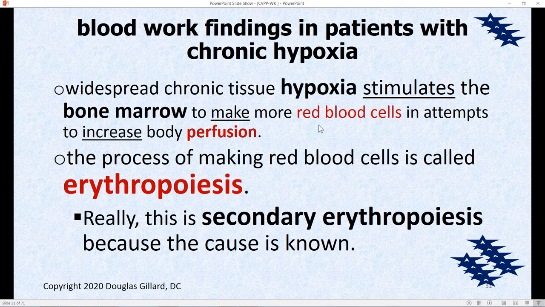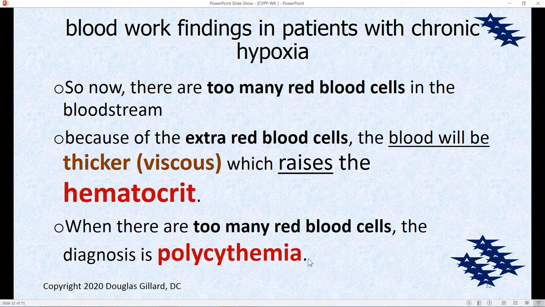Same thing that happens when you go up to altitude. You go up to Vail, 8,000 feet, and you make more red blood cells. So your blood gets a little thicker, too. But in this case, this would be called secondary erythropoiesis, because we know the cause of the erythropoiesis. The cause is that the deoxygenated blood is getting mixed in with the oxygenated blood, so we're basically losing oxygenated blood by that mixing. So what's the fix? Make more red blood cells.